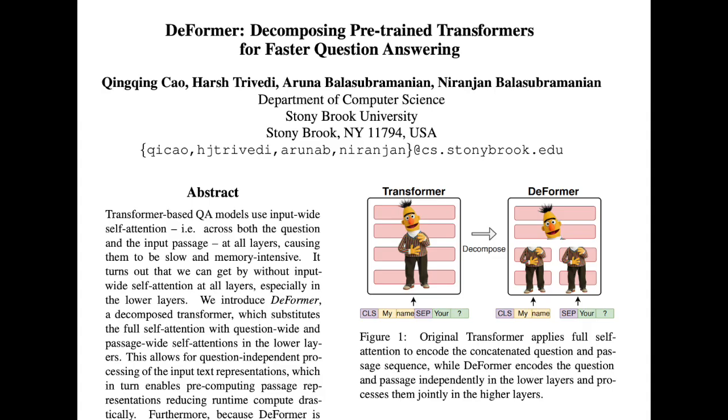DeFormer, decomposing pre-trained transformers for faster question answering, is the latest approach to speeding up inference with these transformer language models. This paper shows that you don't need to fully attend over the input sequence in the early layers of these transformers, rather splitting the attention up to self-attention over the question and then self-attention over the answer, and then doing the global attention at later layers in the transformer. This speeds up question answering by over 4.3 times, and with a simple distillation-based loss, they only lose 1% in accuracy by doing this.